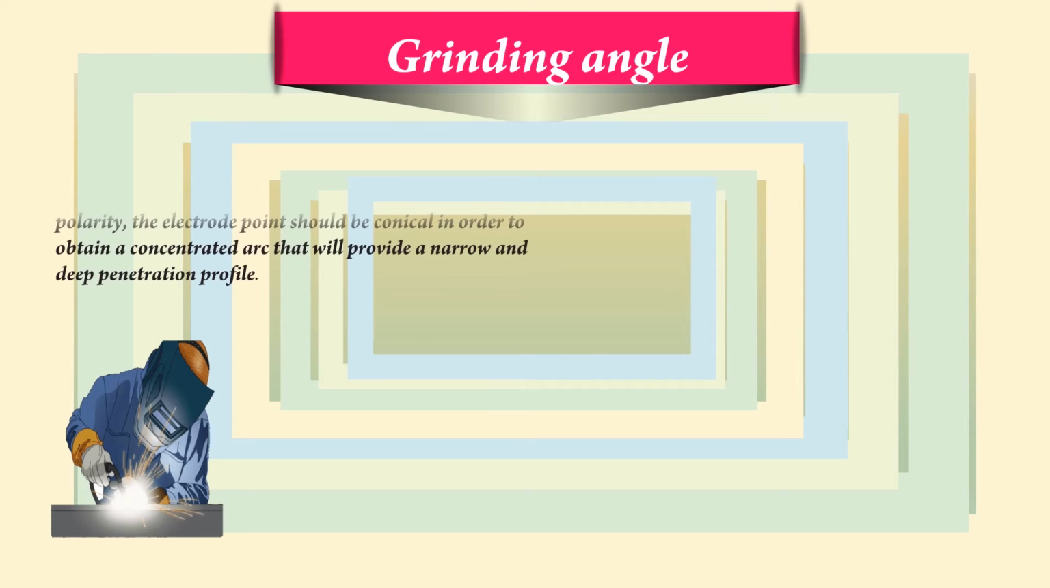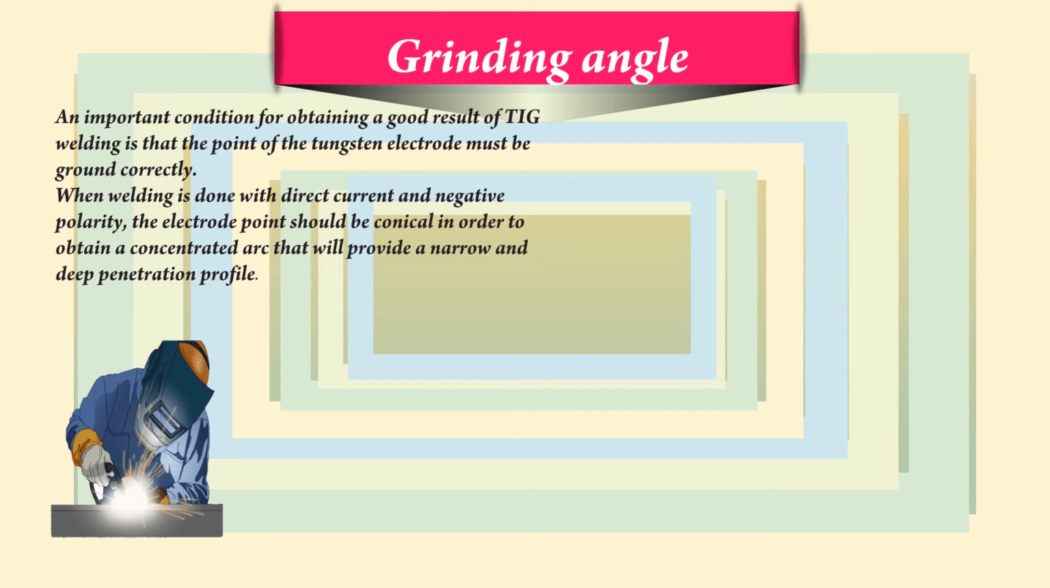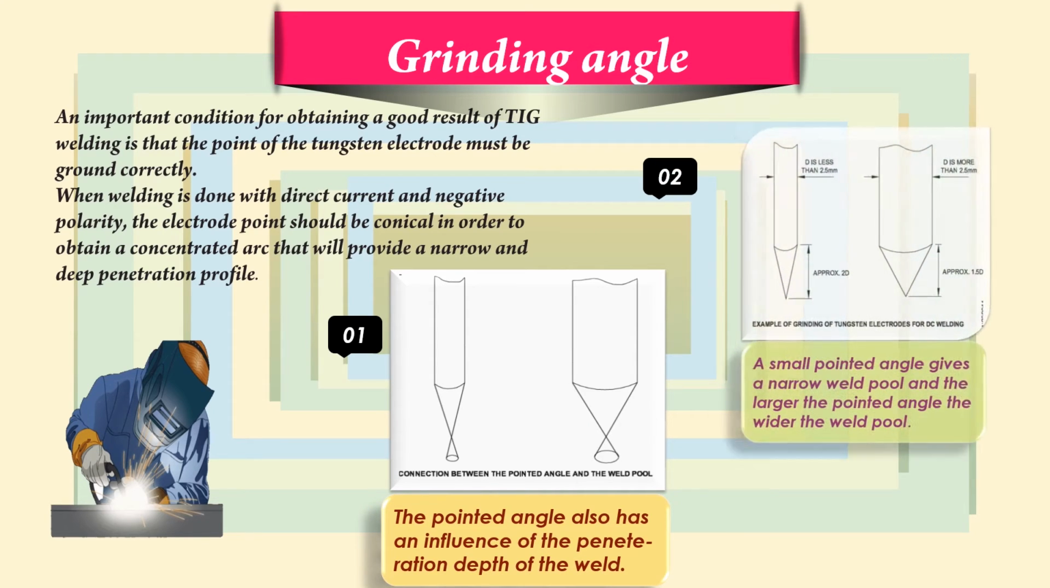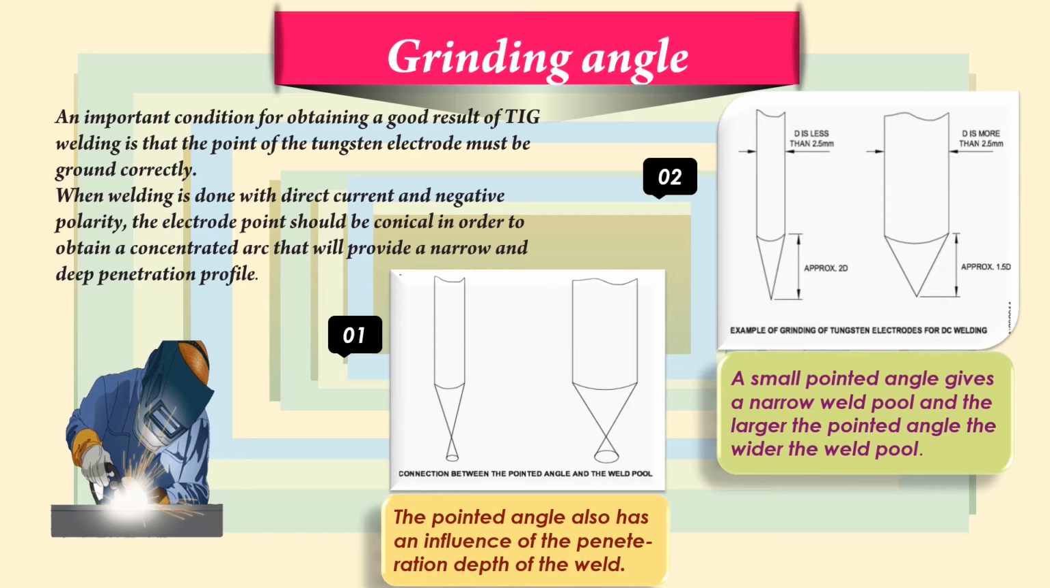Grinding angle. An important condition for obtaining a good result of tungsten inert gas welding is that the point of the tungsten electrode must be ground correctly. When welding is done with direct current and negative polarity, the electrode point should be conical in order to obtain a concentrated arc that will provide a narrow and deep penetration profile.